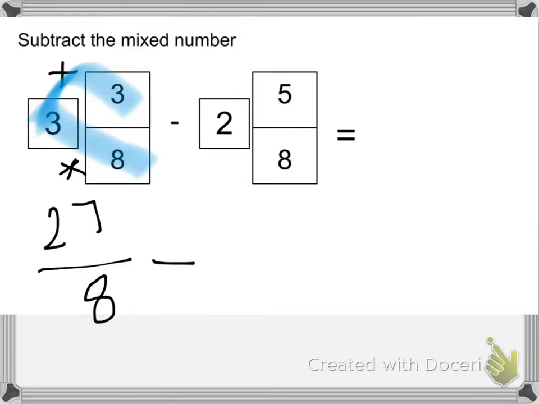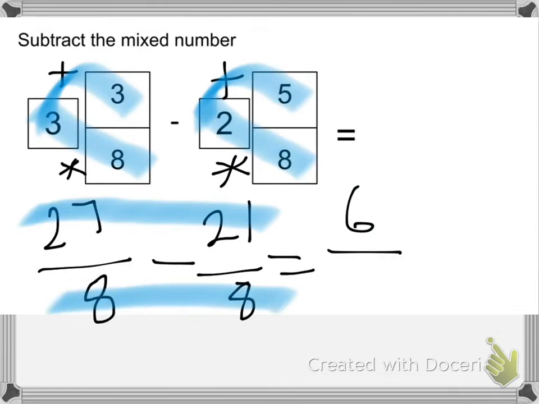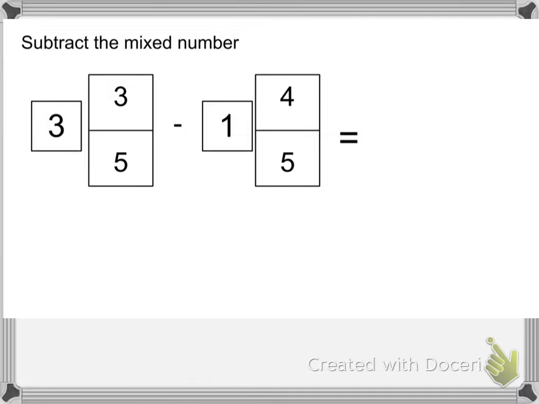Minus 2 times 8 plus 5. 2 times 8 equals 16. Plus 5 equals 21 over 8. When I subtract 27 minus 21, it gives me 6 over 8. So my answer is 6/8. Next slide here, this is the last one.